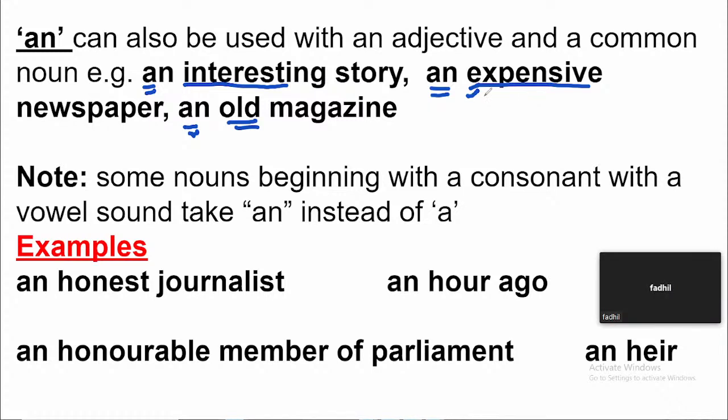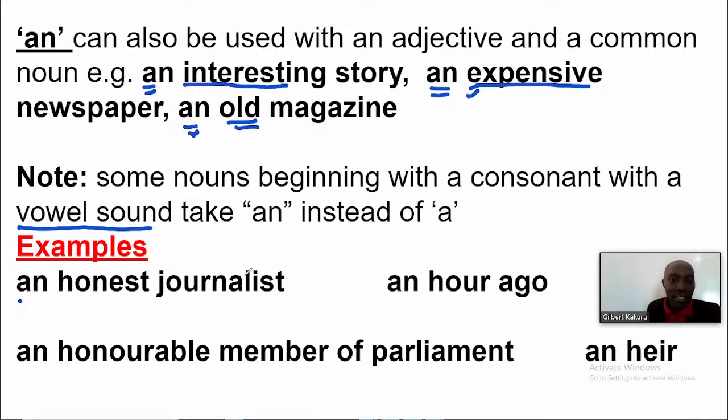You can also take article an. Then they have said note. Look, some nouns beginning with a consonant with a vowel sound. It's like the vice versa of the other one. These ones have a vowel sound, and the other ones, where we are putting a, had a consonant sound. It means these are always exceptionals. Therefore, you should take them into account. Whenever you meet these words, they take article an. The other ones we looked at in the previous slide take article a because they have a consonant sound, but this one has a vowel sound. Therefore, we have examples like here.